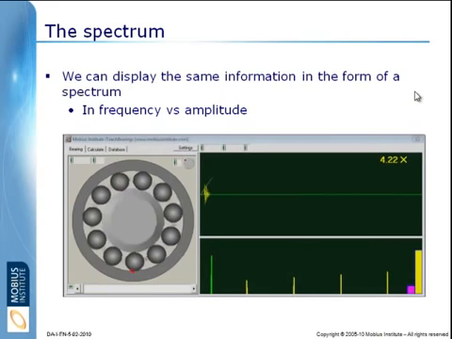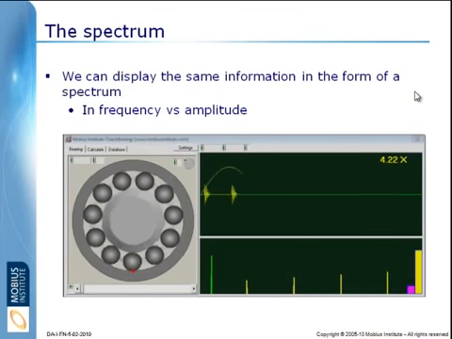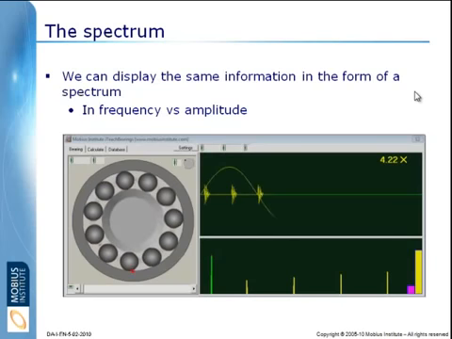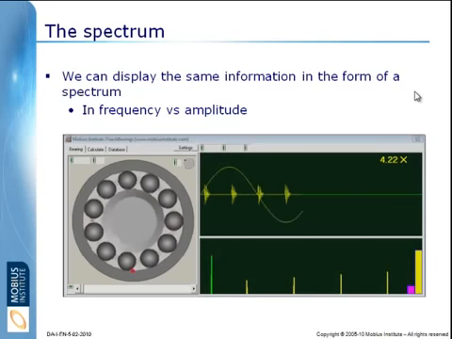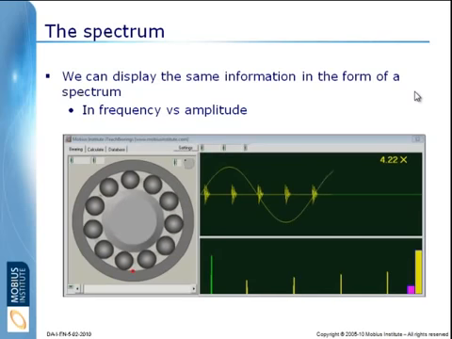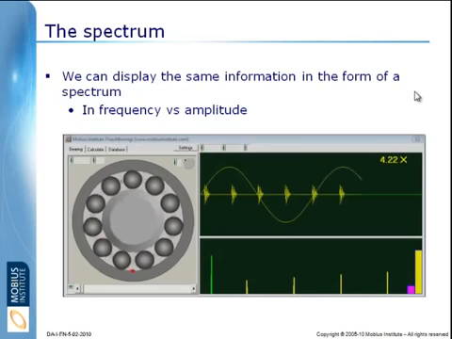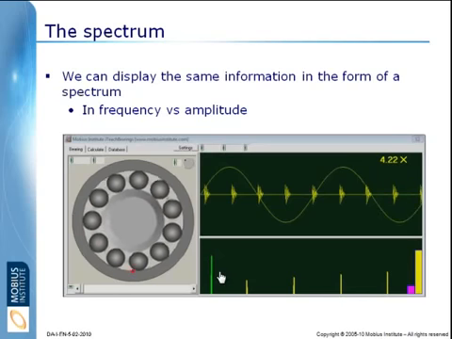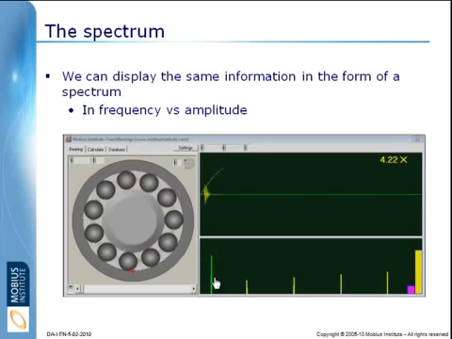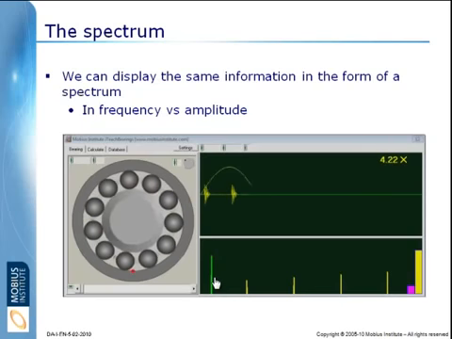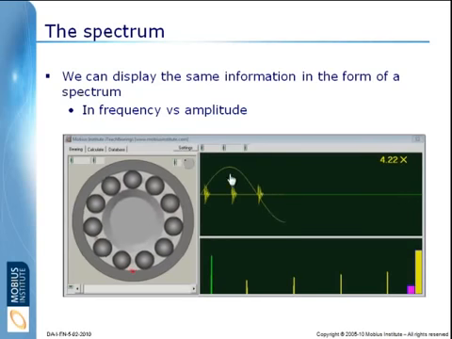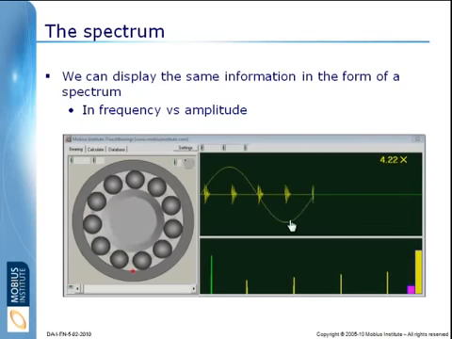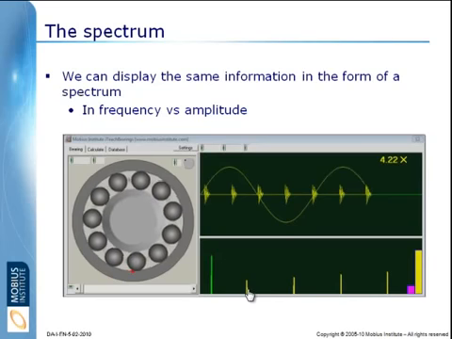And this brings us to the second way that we can talk about this information. We can present the same information in something called a spectrum. A spectrum is a plot of frequency versus amplitude. And down here what we see is the spectrum of the waveform above. This green peak over here coincides with the shaft rate, or this slower vibration here. The yellow peaks coincide with the rate of the balls hitting the fault on the outer race.